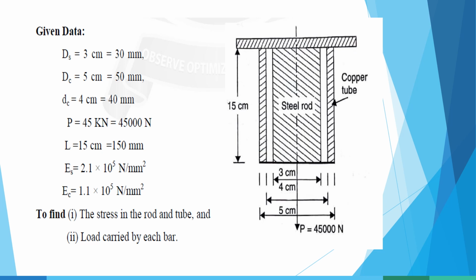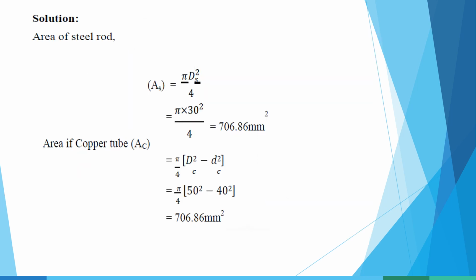Then the given data: diameter of steel DS is 3 cm, outer diameter of copper DC is 5 cm, inner diameter of copper is 4 cm. Load P is equal to 45 kN, L is equal to 15 cm. Young's modulus of steel is 2.1 × 10^5 Newton per mm squared. Young's modulus of copper is 1.1 × 10^5 Newton per mm squared. To find: first, the stress in the rod and tube; second, the load carried by each bar.